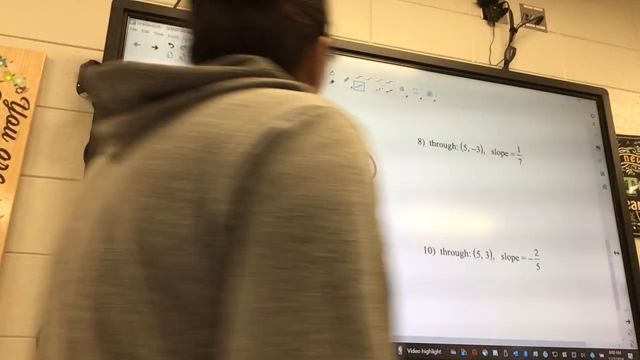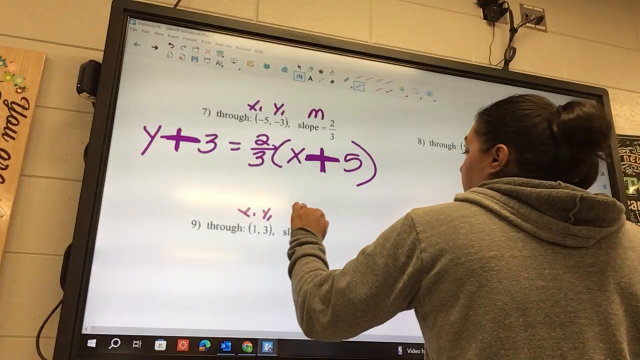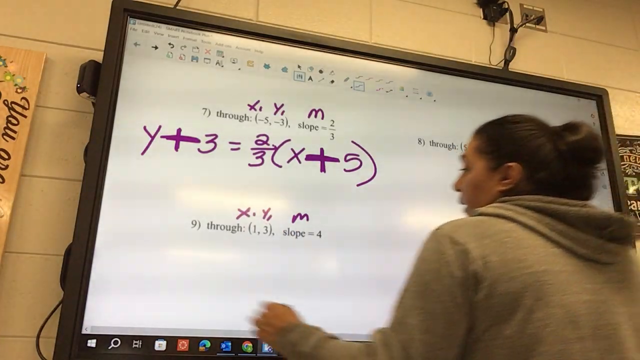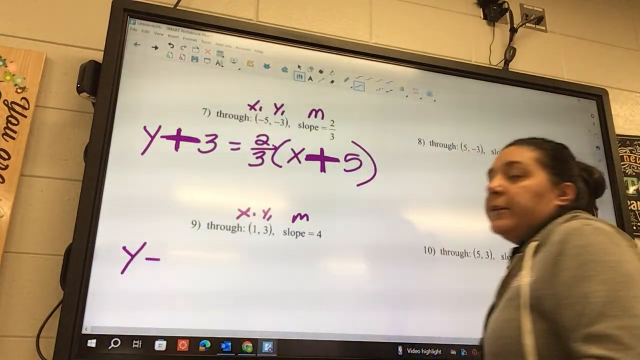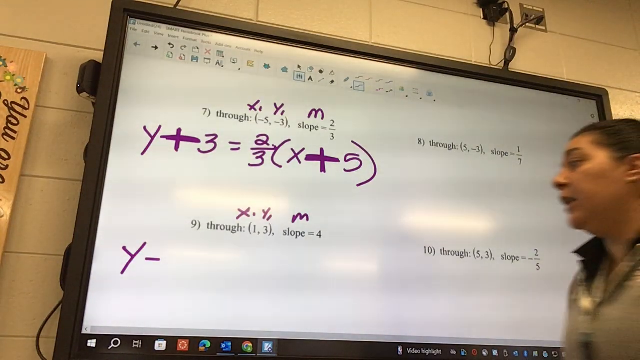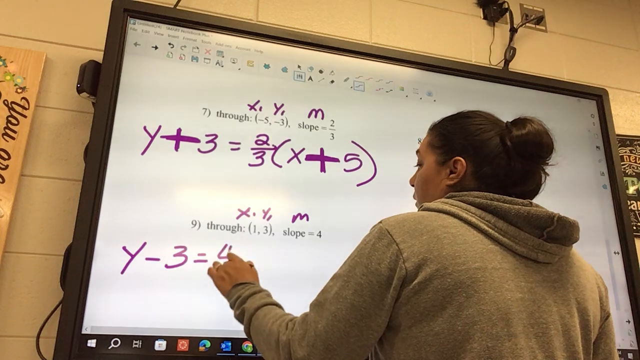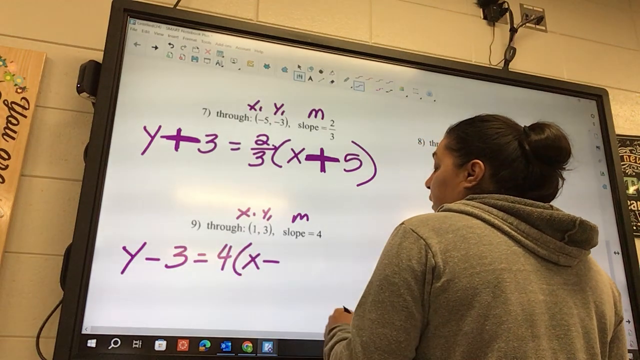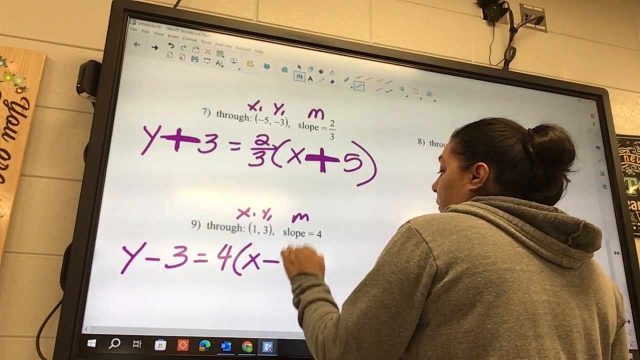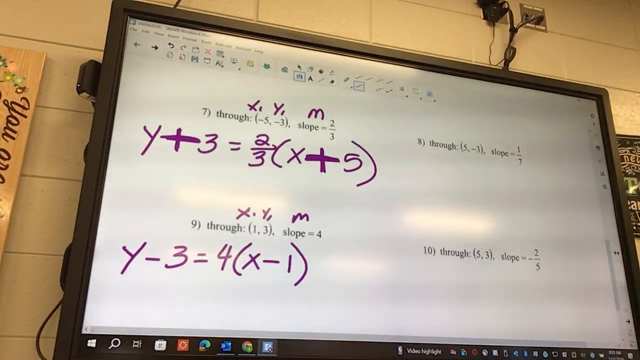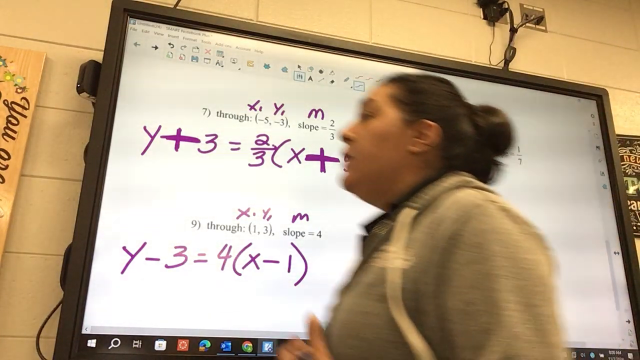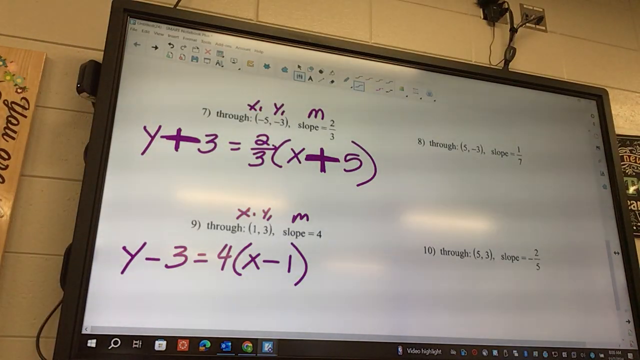Last one, number 9, I'm going to label x1, y1, and my m. So I got y minus, what is my y1? 3 equals, what's my m? 4. X minus, what's my x1? 1. Are there any negative negatives? No, so we don't need to change anything on this one. So that's what 1 through 10 is like.